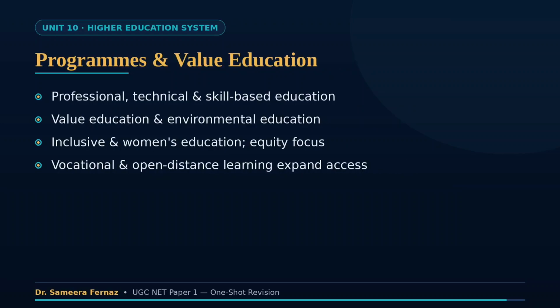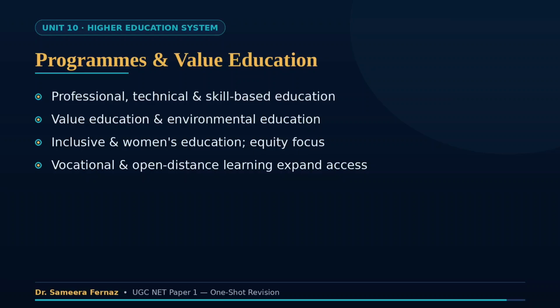Now we will come to the last, programs and value education. Higher education today is very wide. We have professional, technical and skill-based courses. Value education and environmental education build good citizens. And open and distance learning make education reach everyone. It is a true inclusion.